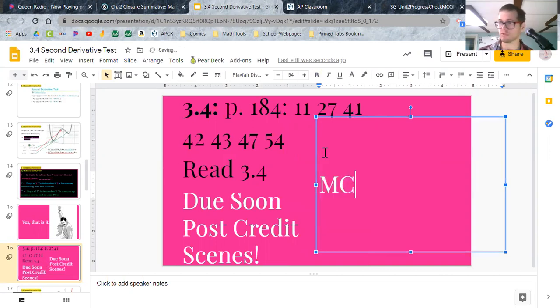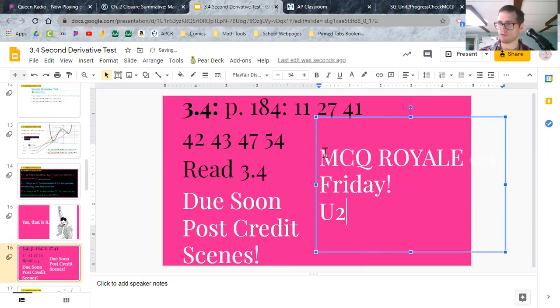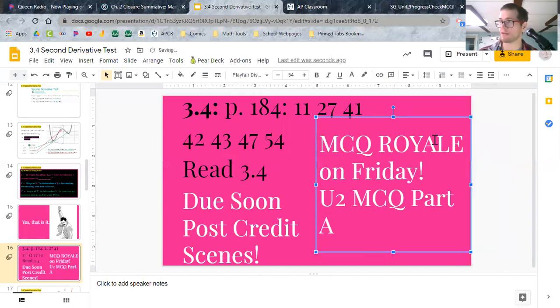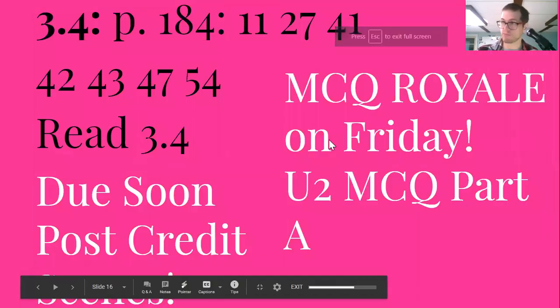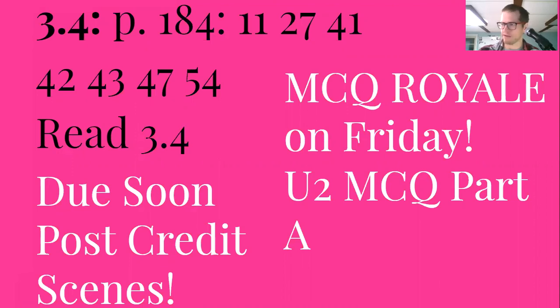We are doing another MCQ Royale, if I can spell Royale. So we're going to be using Unit 2 progress. We're going to use Unit 2 MCQ Part A. So what you should do to prepare for that on Friday is make sure that you take some time to go to AP Classroom, start working on as much of that Unit 2 multiple choice progress check Part A as you can.